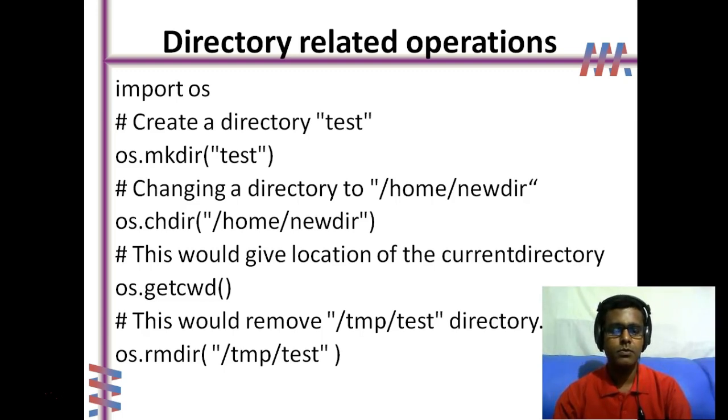The last one is rmdir, that is, remove directory. os.rmdir will remove the directory which is specified within the brackets. Here I have specified temp.test, which is a directory. So that command will remove the directory called test. So these are some of the operations that can be performed on files and directories.